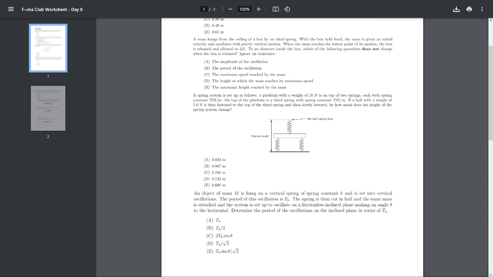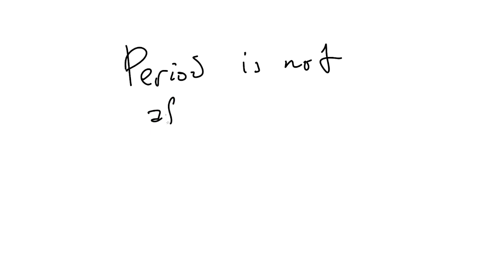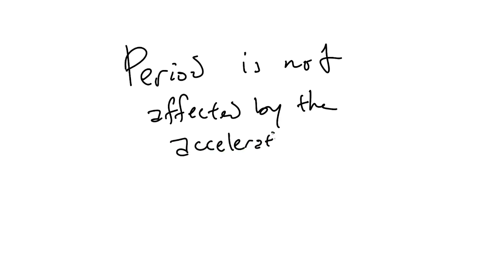Next, a mass hangs from the ceiling of a box by an ideal spring. With the box held fixed, the mass is given an initial velocity and oscillates in purely vertical motion. When the box reaches the lowest point of the motion, the box is released and allowed to fall. To an observer inside the box, what falling quantity does not change when the box is released? So the big thing that we need to know is that the period is not actually affected by the acceleration of the system. So the period is not affected by the acceleration of the system.